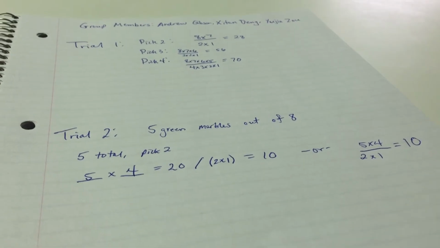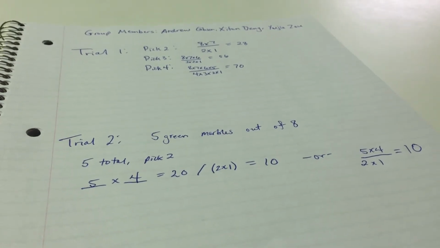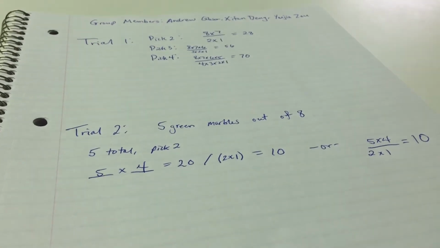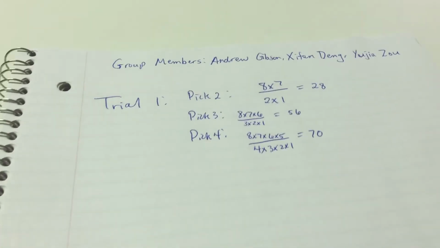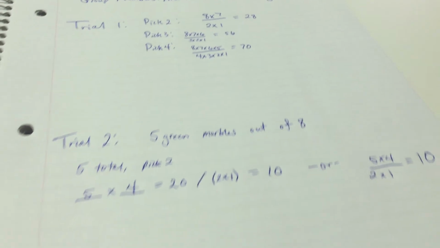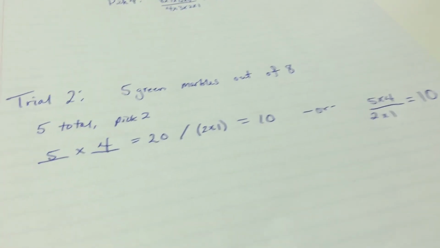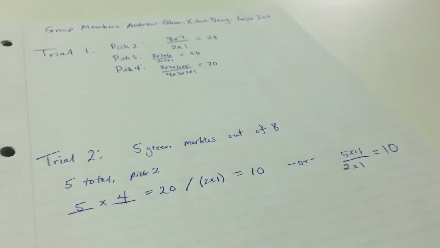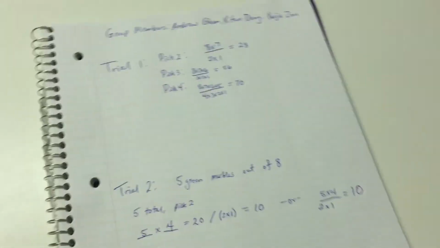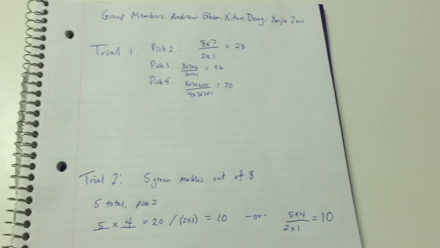Some differences between the 2 trials were the total sample sizes. In trial 1, we had a total of 8 marbles to choose from, and in trial 2, we only had a total of 5 to choose from. Some things that stayed the same were the elements themselves. We didn't modify the elements in any way.